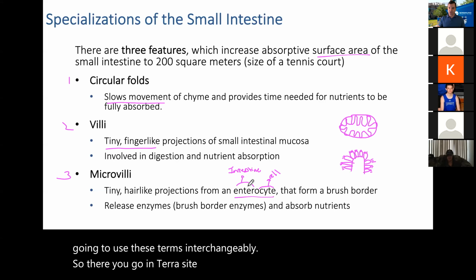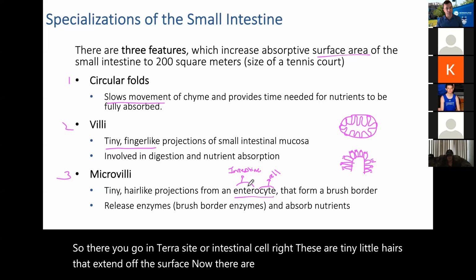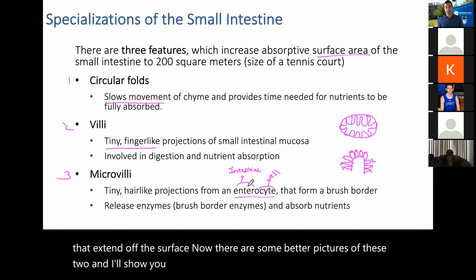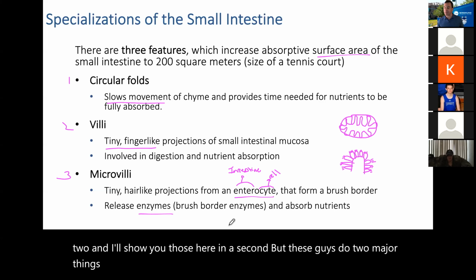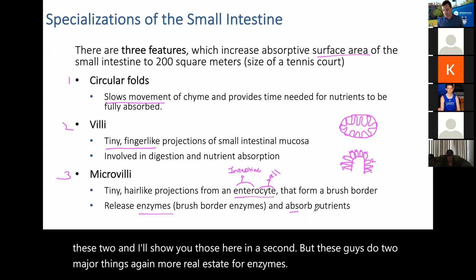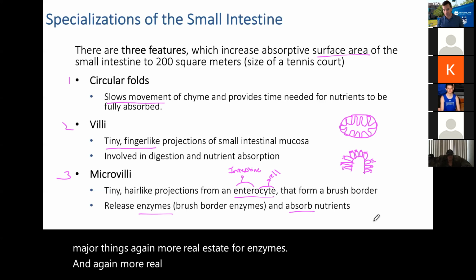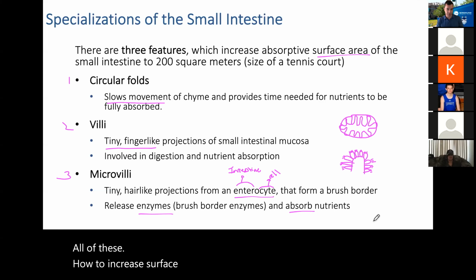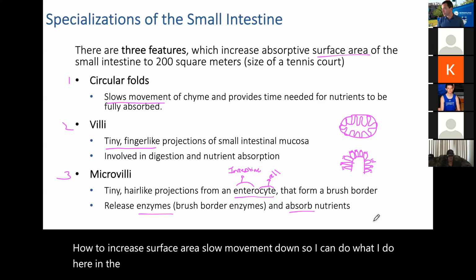These are tiny little hairs that extend off the surface. Now, there are some better pictures of these too, and I'll show you those in a second. But these guys do two major things. Again, more real estate for enzymes. And again, more real estate to absorb more stuff. All of these are to increase surface area and slow movement down, so I can do what I do here in the small intestine: absorb, absorb, absorb.